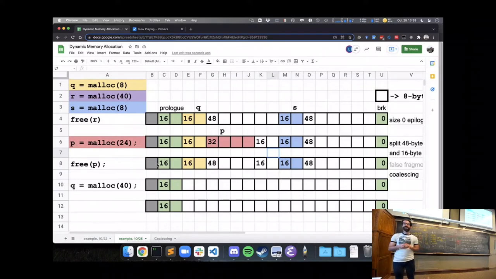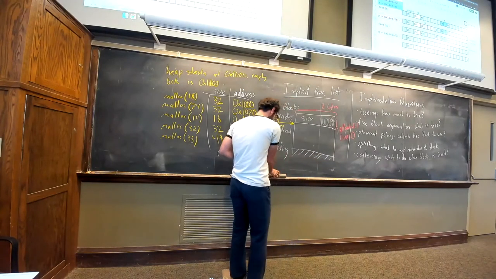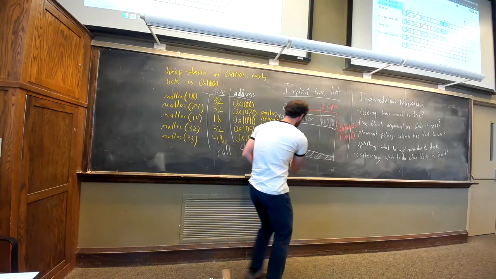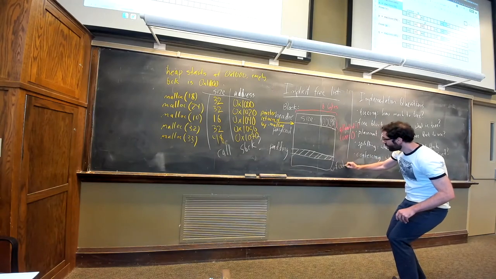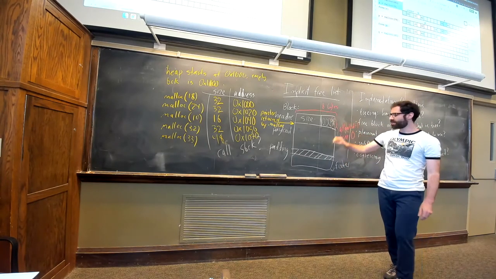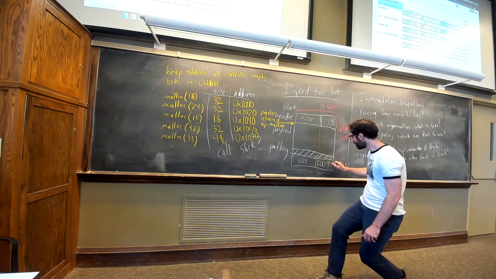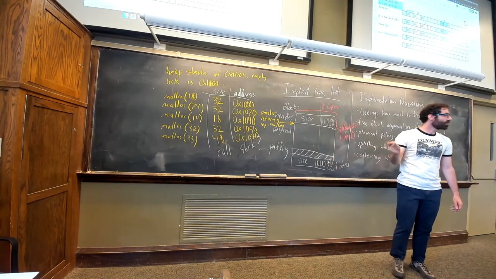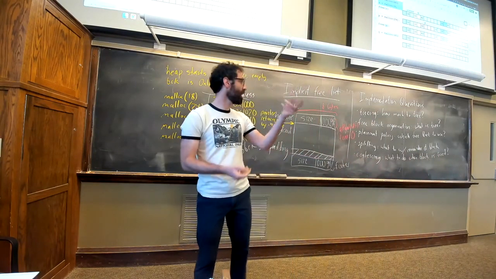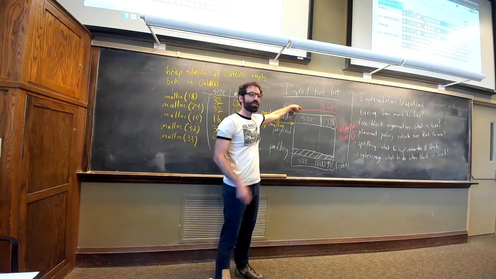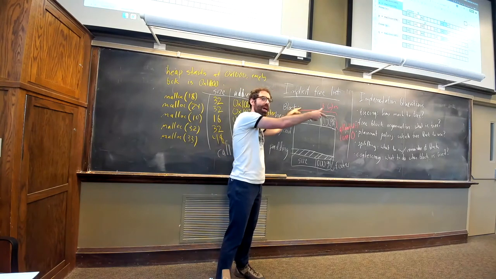Right. So we'd like to do better, and we can do better by adding not only a header, but a footer that is exactly the same as the header. So we have a size, and we have our least significant bit, 1 or 0, for allocated or free. And now, if we're at the header of one block, we go 8 bytes back, and that's the footer of the previous block. And so we can use that to traverse backwards through the list.